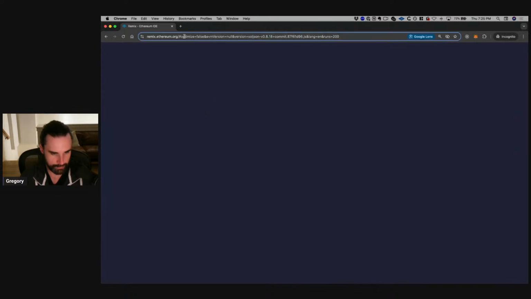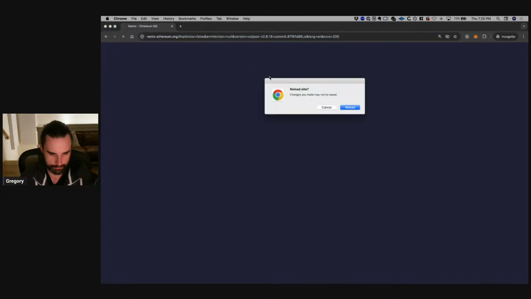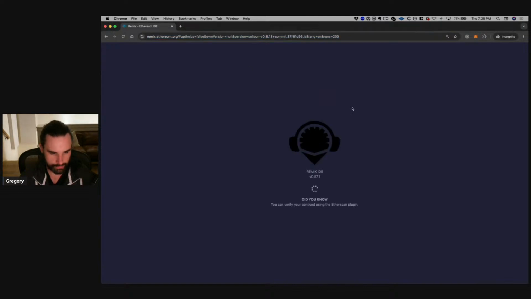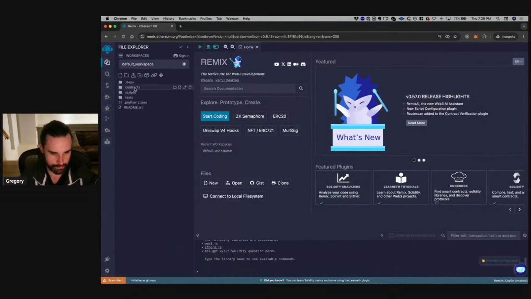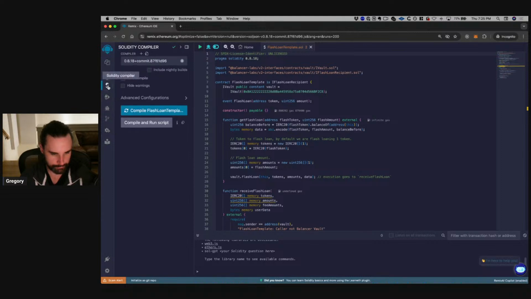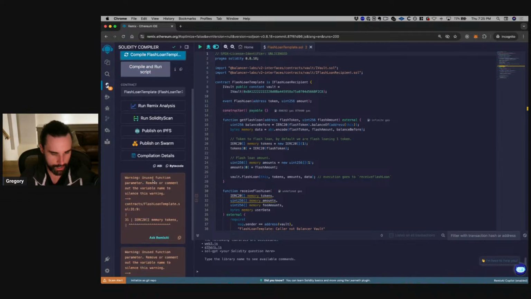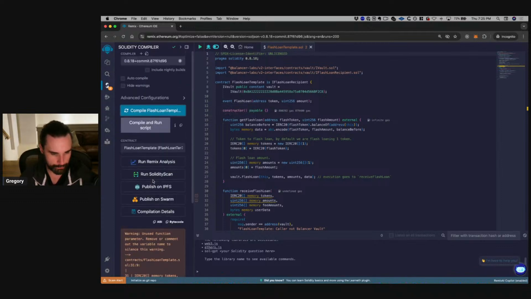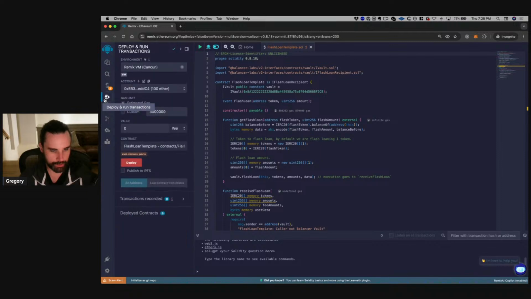Well, my browser just decided to crash. All right, let's try that again. Back to compiler 0.8018. We're going to compile it. All right, it's compiled. Okay. Now we're going to deploy it.